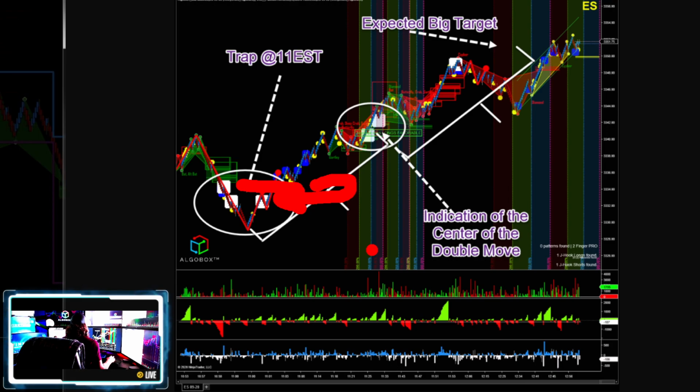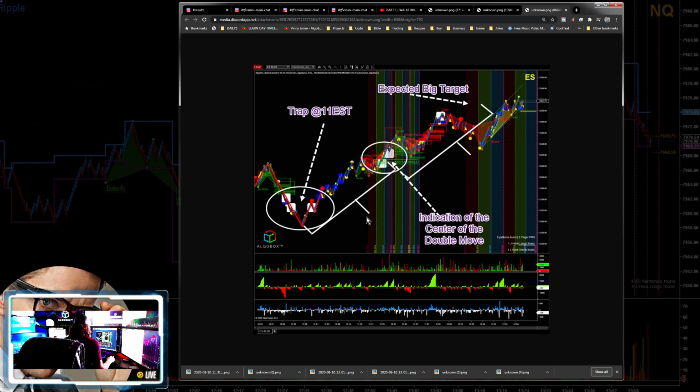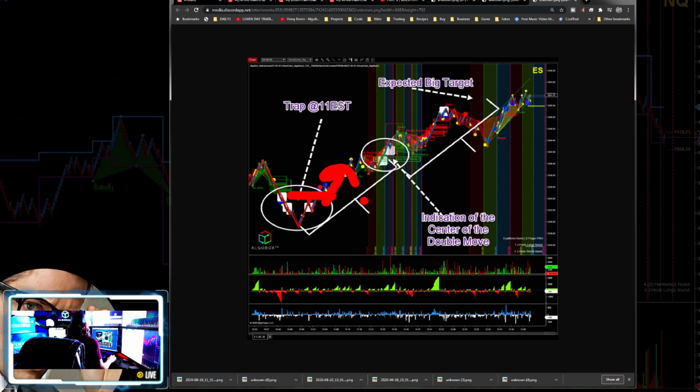Okay, you guys got that? In this case, it became a piercer, very specifically. Red dot, headshot, break of that red dot, boom, we're getting long. Everybody got that? If you guys have questions, put those down in the comments down below.